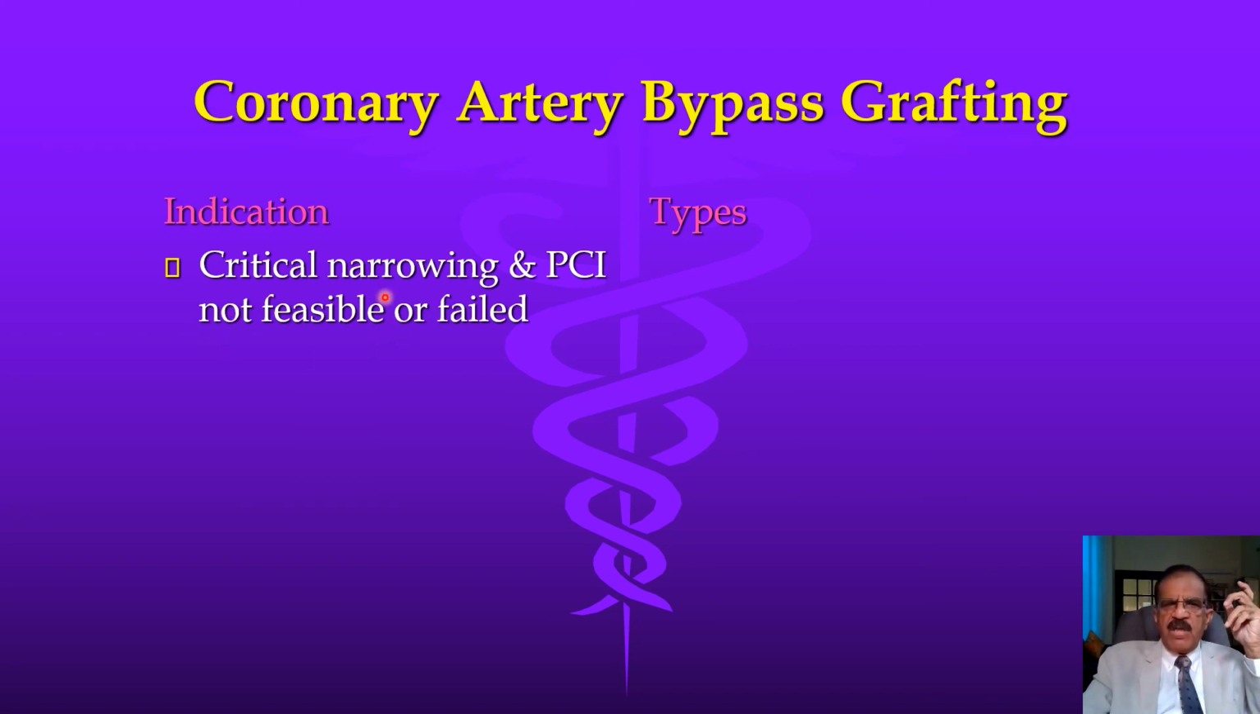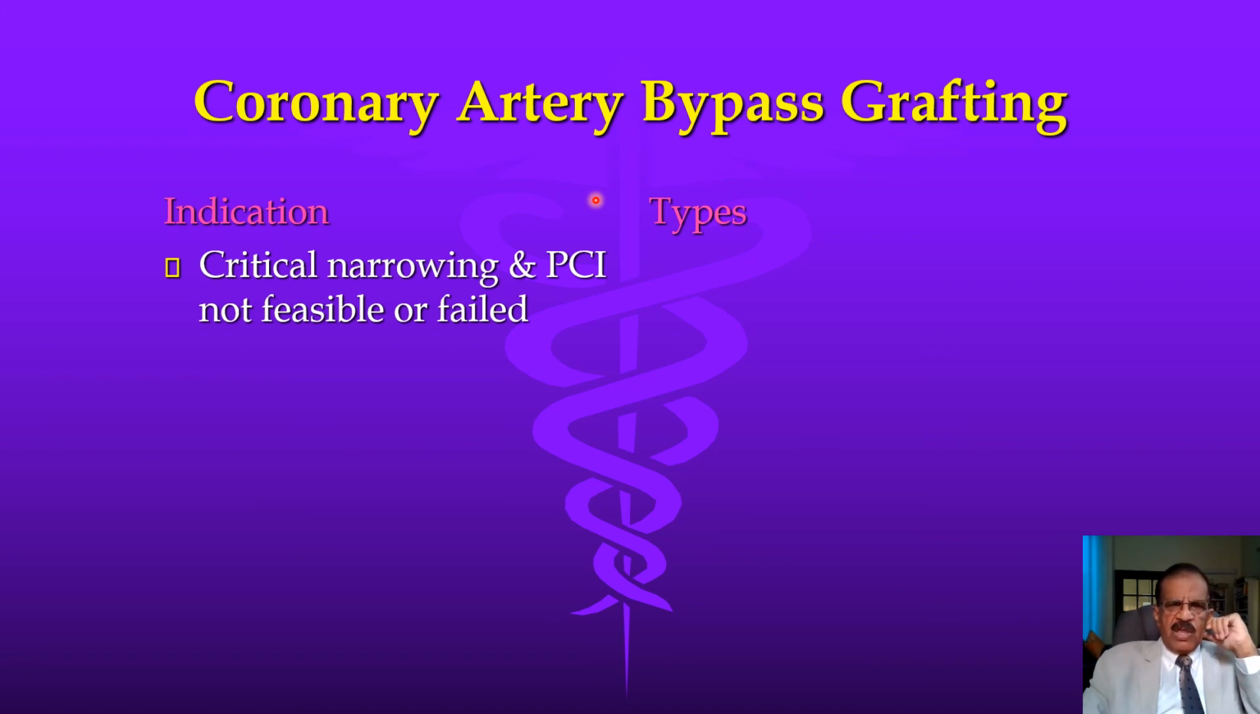Now, if the patient is not suitable for percutaneous coronary intervention, that patient would be offered two solutions: either coronary artery bypass grafting, or sometimes the patient may not even be suitable for coronary artery bypass grafting because the disease is so diffuse. Then the only option left is medical treatment. So angiography is a very important deciding factor in which way the patient will go.